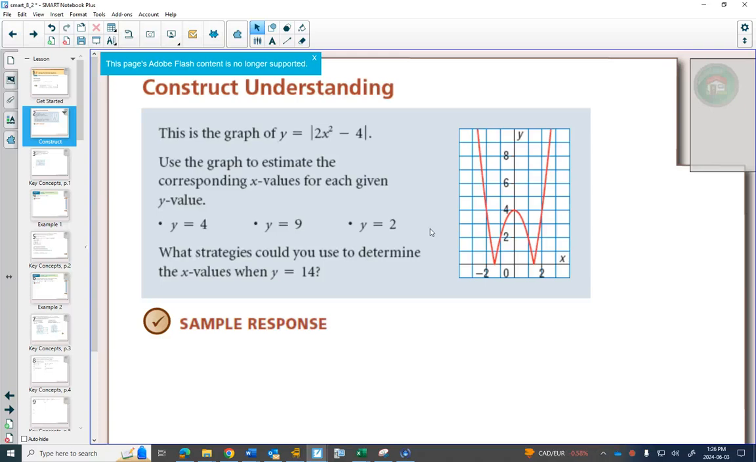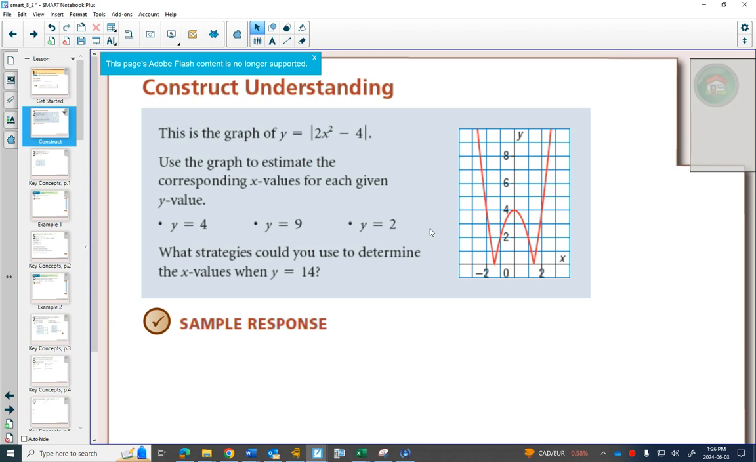It says, look at the graph of |2x² − 4|. Now, technically, how would you graph this? First, you would graph 2x² − 4, which would be a parabola. The absolute value would take the bottom part of that parabola and flip it up. So we get this graph that looks like a W.